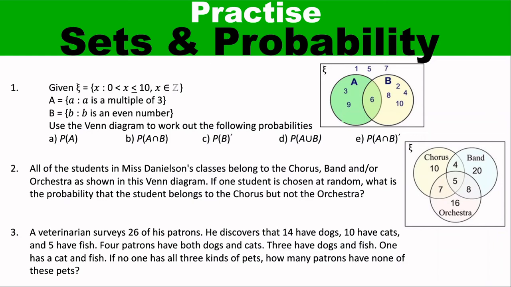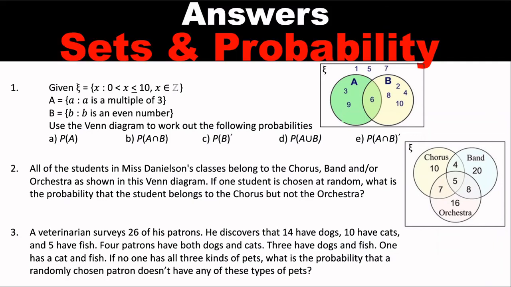I hope you had a chance to hit pause, because here come your answers. For question 1, the probability of a multiple of 3 is 3 out of 10. There are 3 values inside set A: 3, 6, and 9. And altogether, there are 10 values. The universe is the set of integer values between 0 and 10, not including 0, but including 10. So I've got 1, 2, 3, 4, 5, 6, 7, 8, 9, 10.